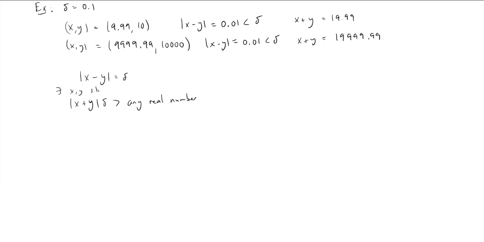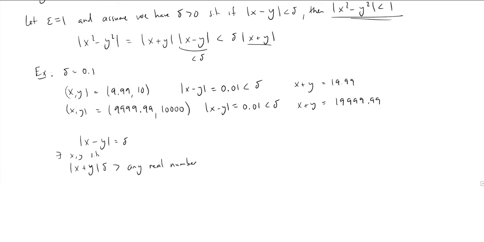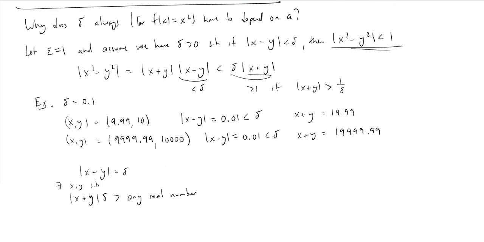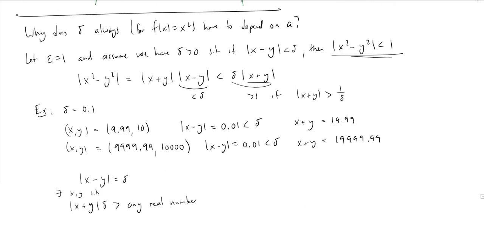If I wanted it to be at least 1, how could I make this greater than 1? This is greater than 1 if the absolute value of x plus y is greater than 1 over delta. Multiply by delta, you get something greater than 1. So it turns out it's just never going to work. No matter what I do, if I have an epsilon and pick a delta that only depends on that epsilon, and doesn't depend on the x and y that I'm allowed to put in, I'm not going to be able to show continuity for everything using that one particular delta.